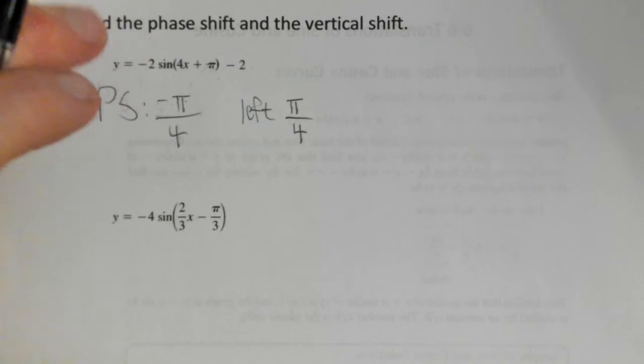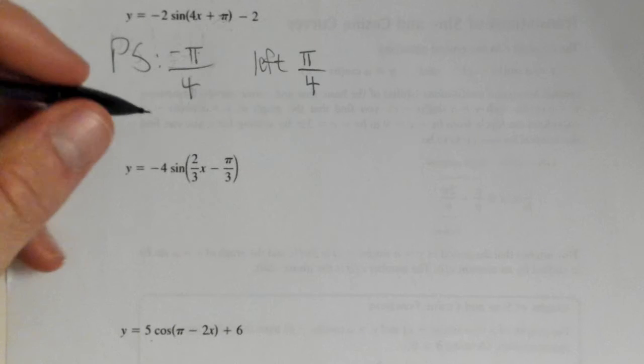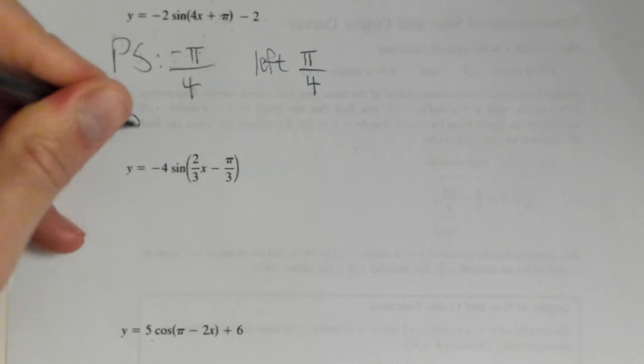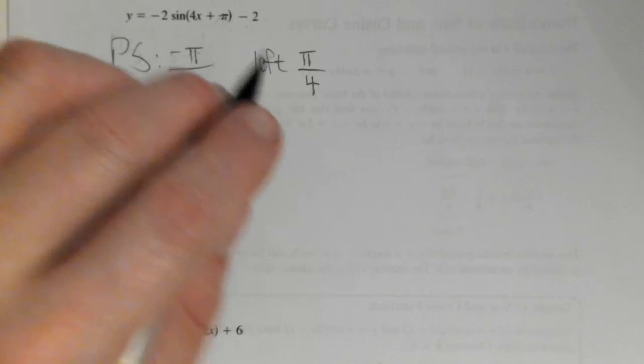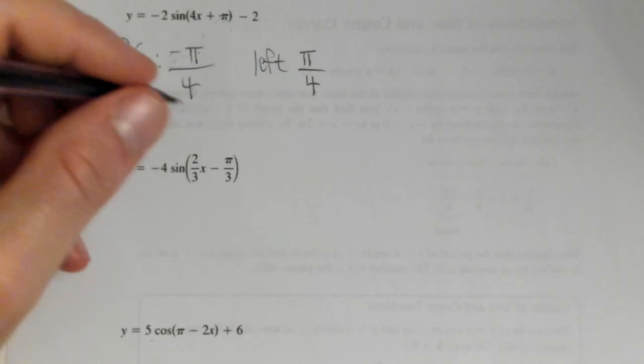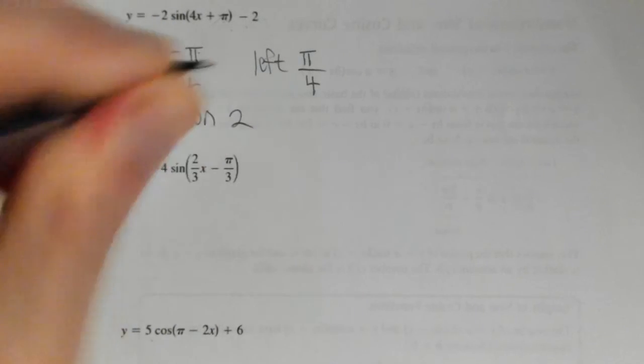Okay, the other thing we need to find is the vertical shift. And remember what we said about vertical shift? Easy to find. Just look at this number. If it's -2, then that's going to be a shift of down 2.